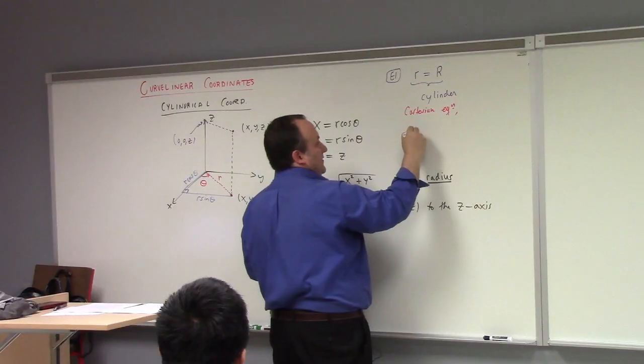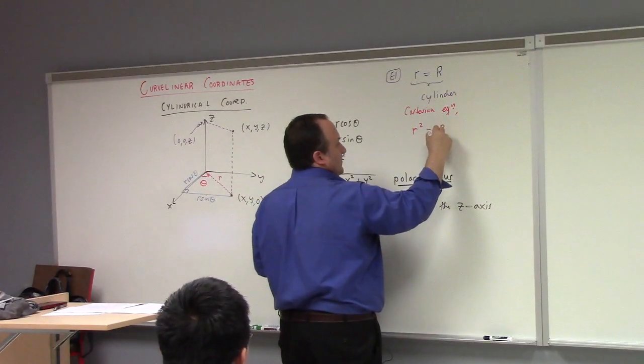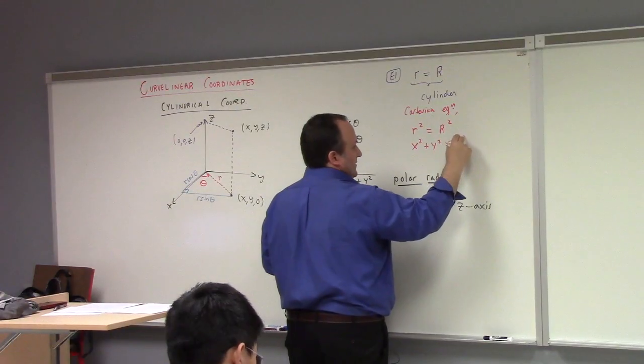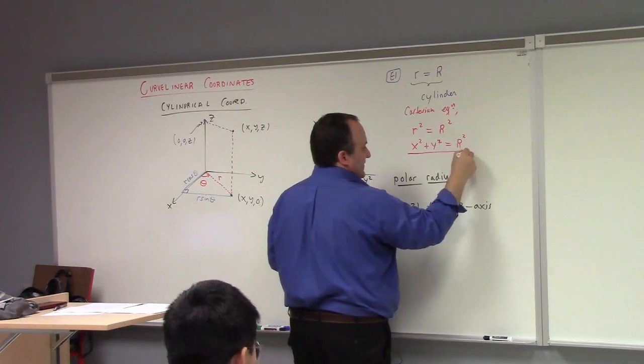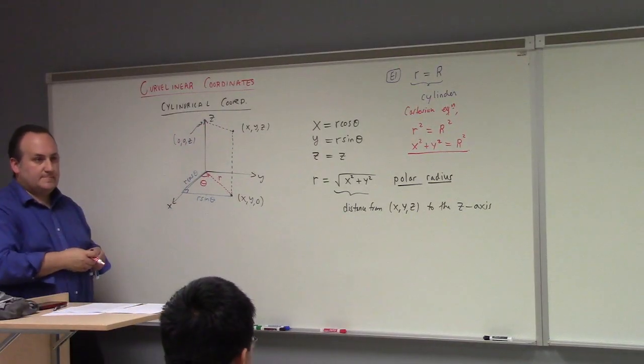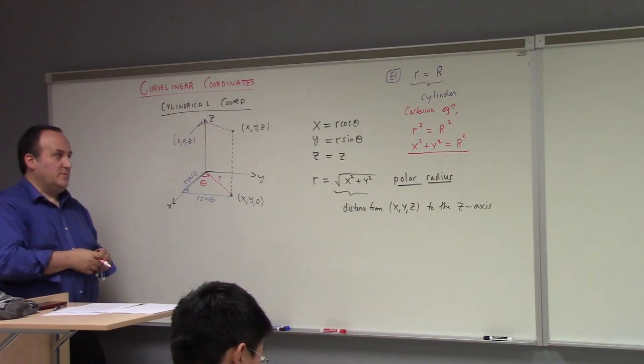We square both sides, right? We got r squared is equal to big R squared, which gives me x squared plus y squared equals r squared. And I think we ran across this last class, right? That's a right circular cylinder with axis the z-axis. All right?